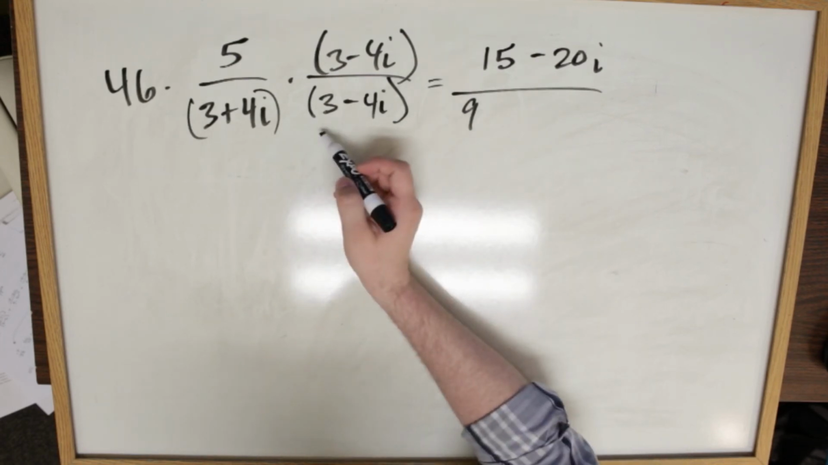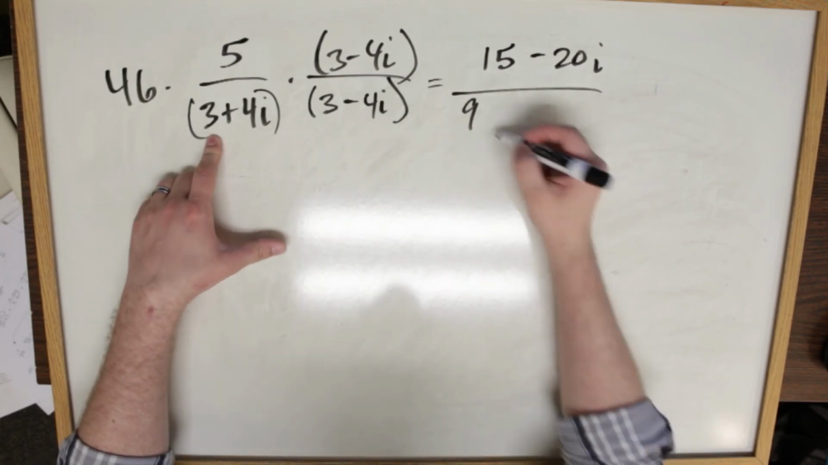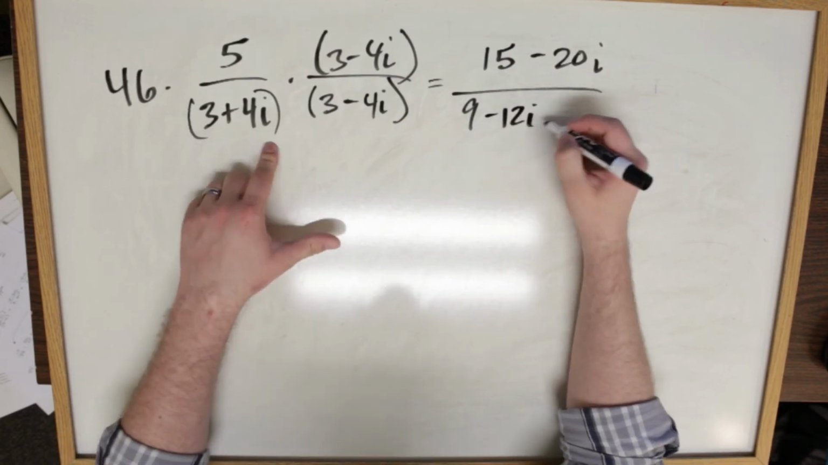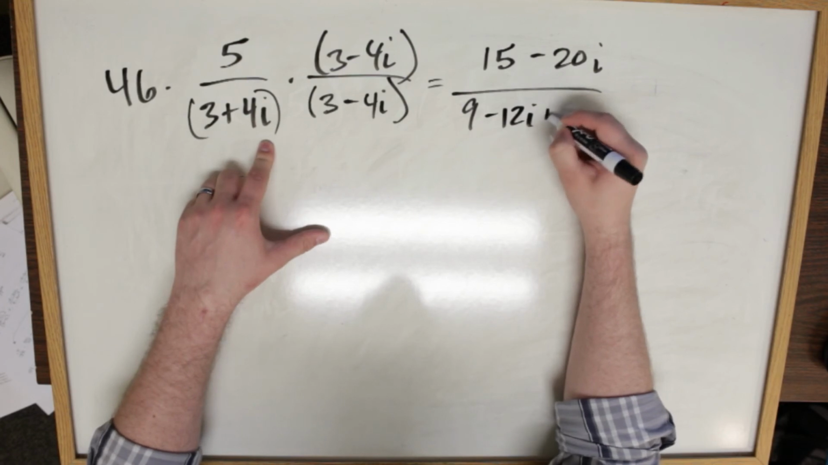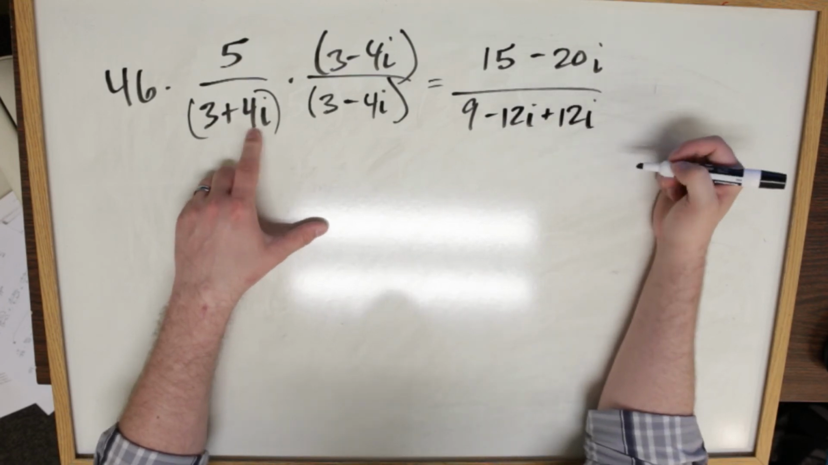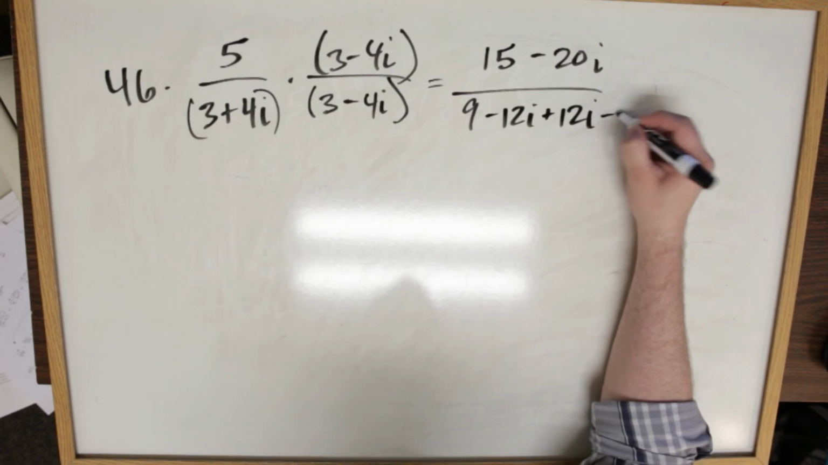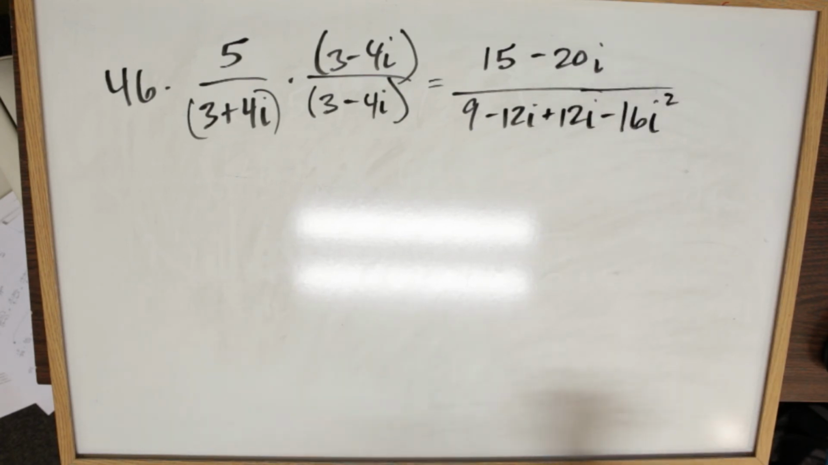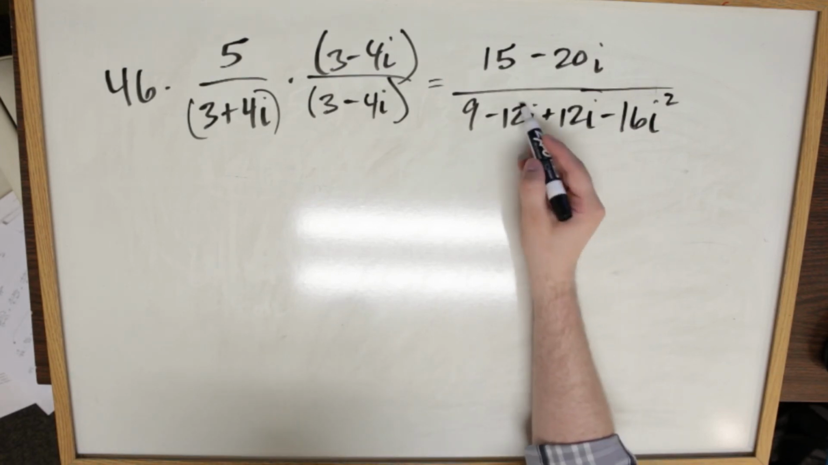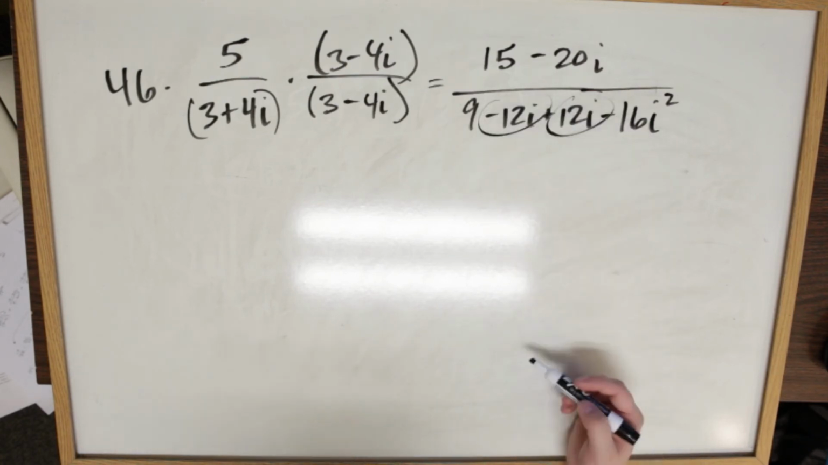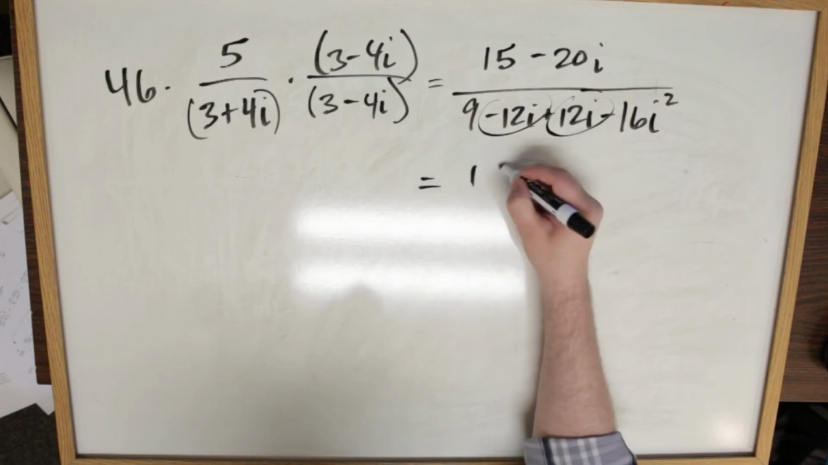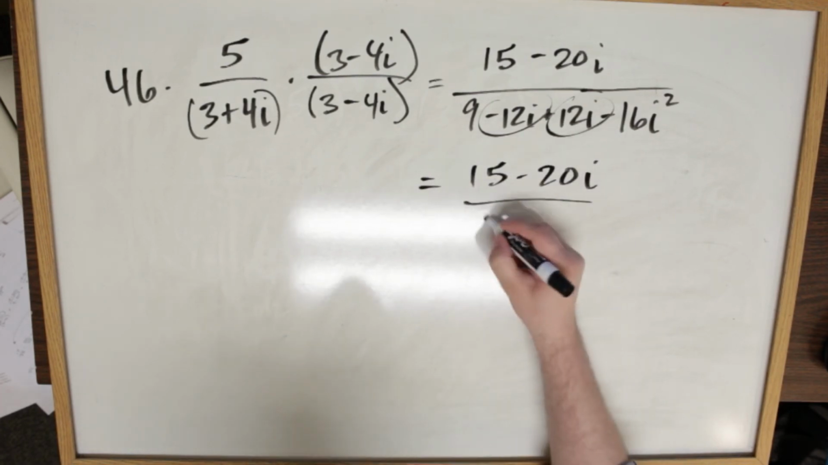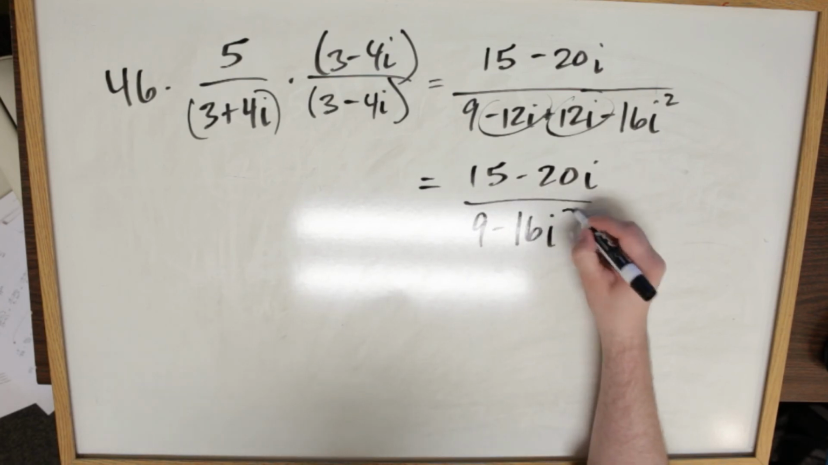3 times 3. First, outside: 3 times minus 4i is minus 12i. Inside: minus 4i times 3 is going to be plus 12i. Then last: plus 4i times minus 4i is a minus 16i squared. Okay, so this is all in the denominator. Take a look at what happens. These cancel, so those are gone. So we're left with 15 minus 20i divided by 9 minus 16i squared.